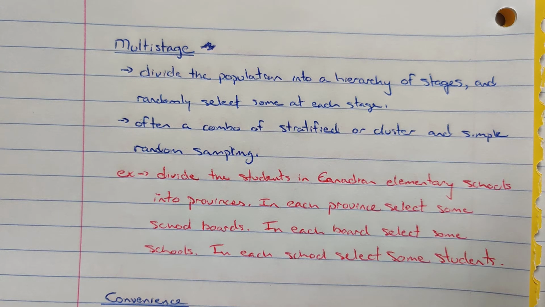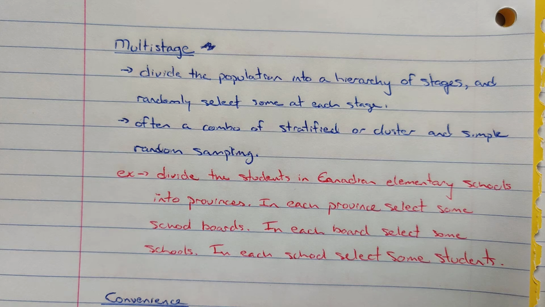So a multistage and a cluster sample are similar, where a multistage divides the population into a hierarchy of stages and randomly selects some at each stage. So it's often a combination of stratified or random and simple sampling techniques. So if we divide all the students in Canadian elementary schools into the provinces, we take each province and look at their elementary school students, and then in each province we only select some school boards. Maybe we select 3 of the school boards in each province, and then in each school board we select 3 schools, and then from each school we select some students.